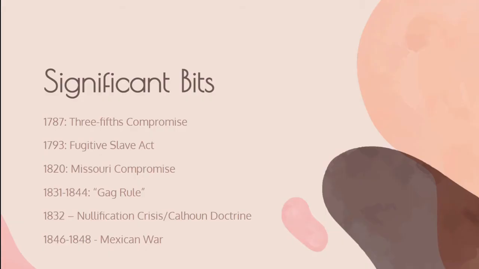That way, in population, the South would get more representatives for the House of Representatives, while still not having an extreme amount of people. It was wrong overall. We can see how calling someone 3/5 of a person is not good.